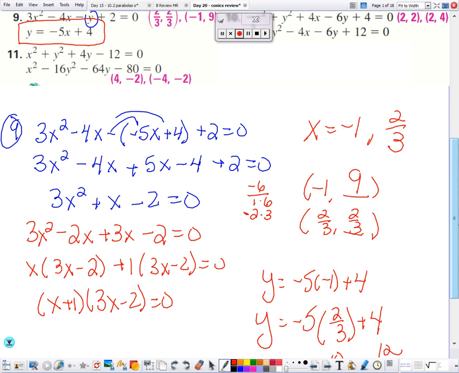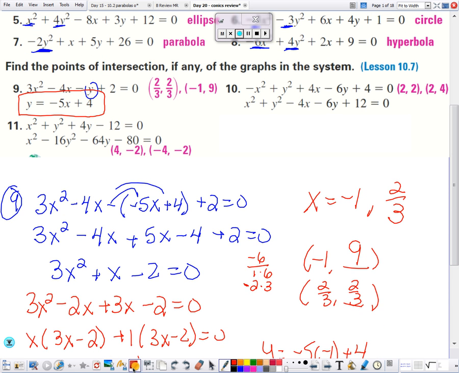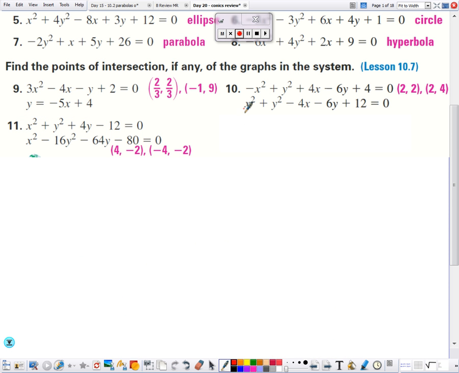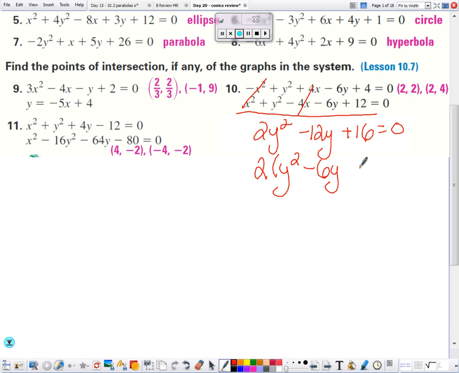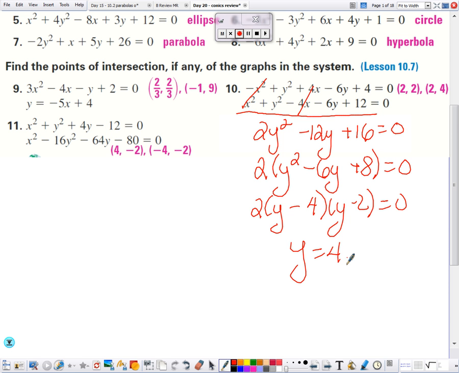Okay, moving on to 10. For 10, I'm going to use the combination method, and I see that these are already opposite coefficients, so I'm going to add them together. Get 2y squared minus 12y plus 16. Ooh, there's a greatest common factor of 2 we can factor out. I can factor the remaining trinomial. And we get y is 4 and 2.